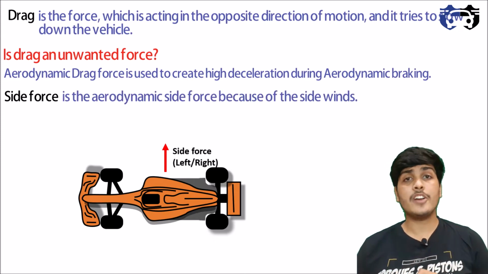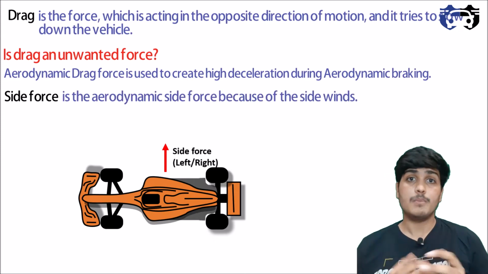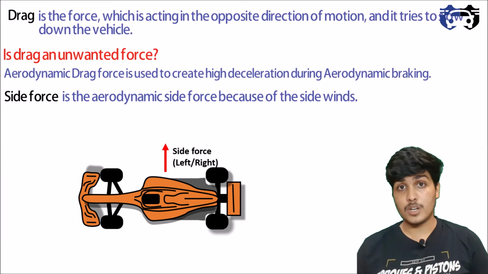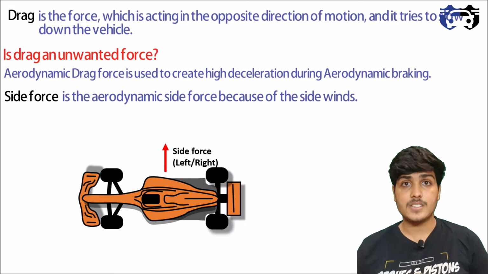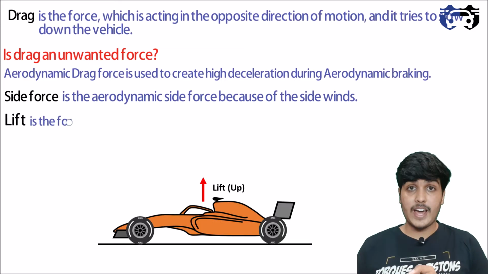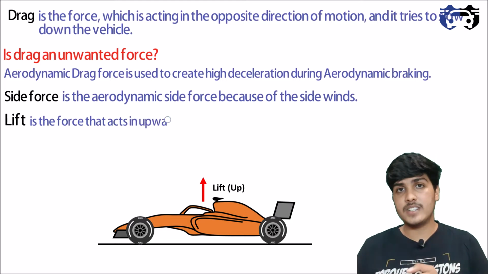This force generally produces a low aerodynamic drag because of the low speed of side winds, but it can be an important parameter to consider at high speeds of the side winds. The third force here is the lift. This force acts in upward direction and is generally not experienced at low speed.